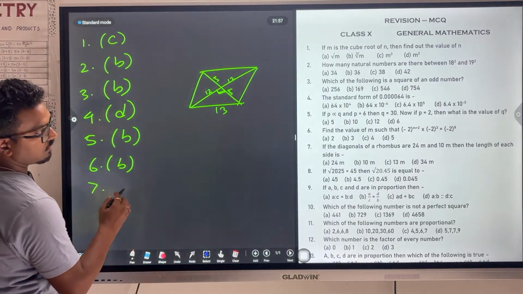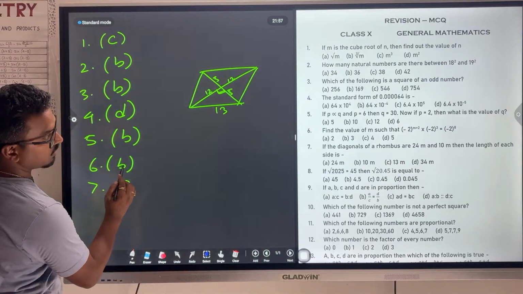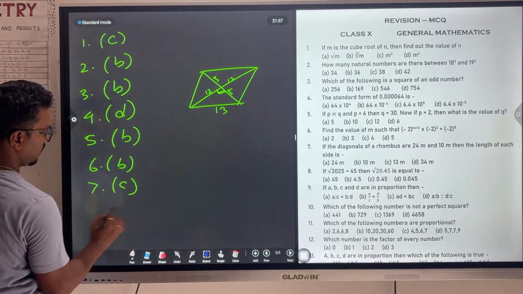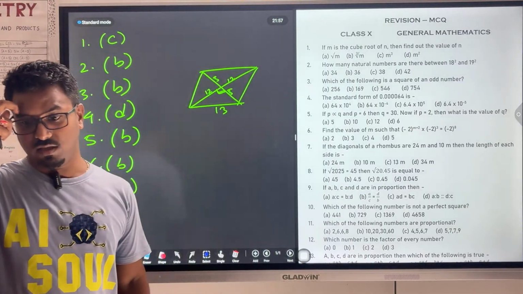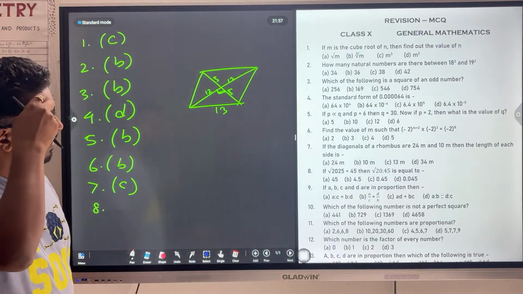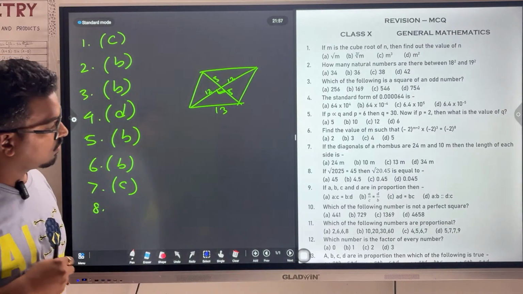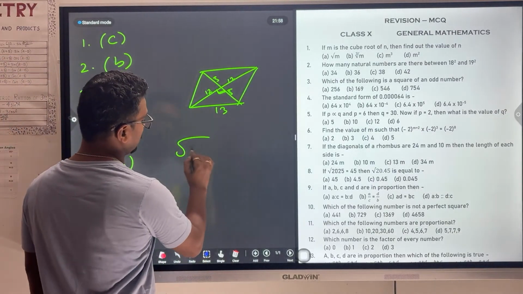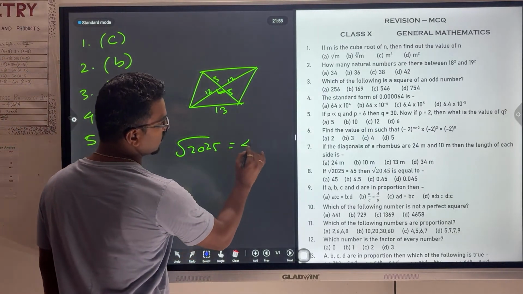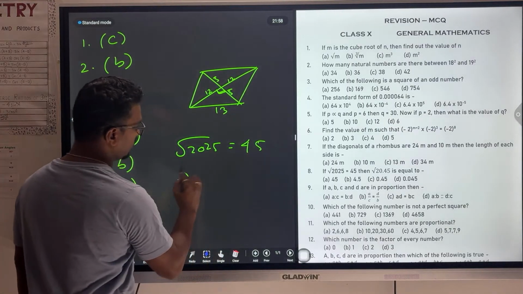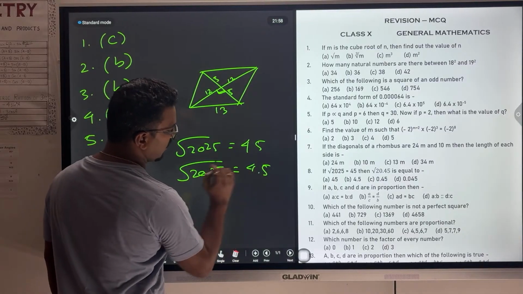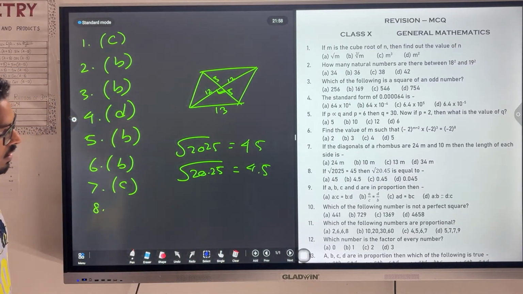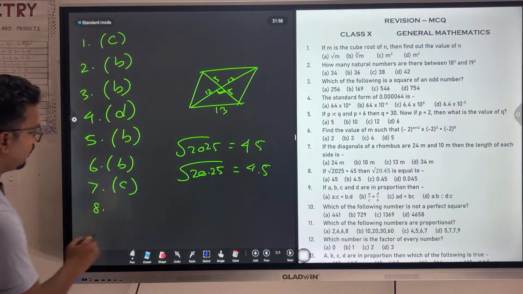Question number 7 is given about 30. Option C. Question number 8. 2025 is given, how much is it? 45. So what will the dot be? A decimal will come. The decimal will come after one digit. Okay, so our option will be B.